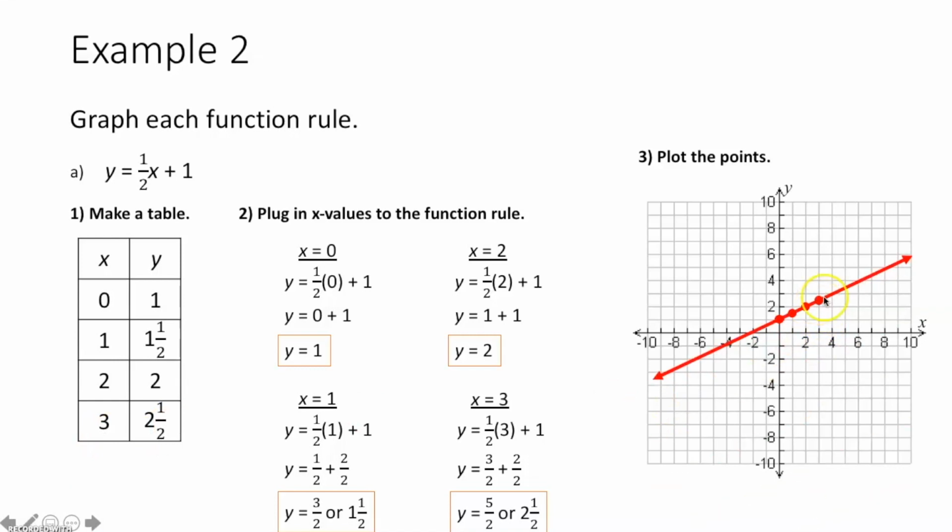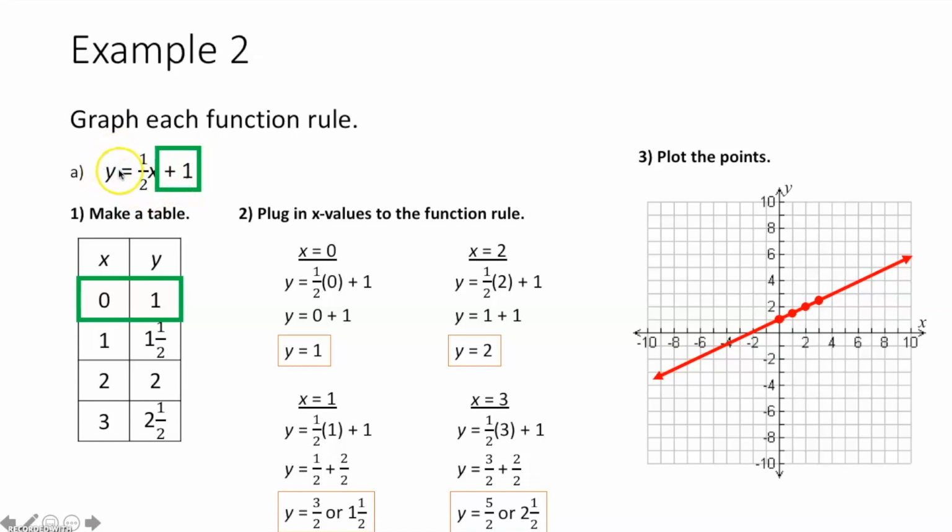Now I draw a line through those, and I see that, yes, I do have a linear function, and that makes sense because I have x to the first power. Also note that my y-intercept, where my graph crosses the y-axis, is at 1, and that's not a mistake. In my table, I have 0, 1. That's the y-intercept. In this function, this 1 is added to the end of my function rule.